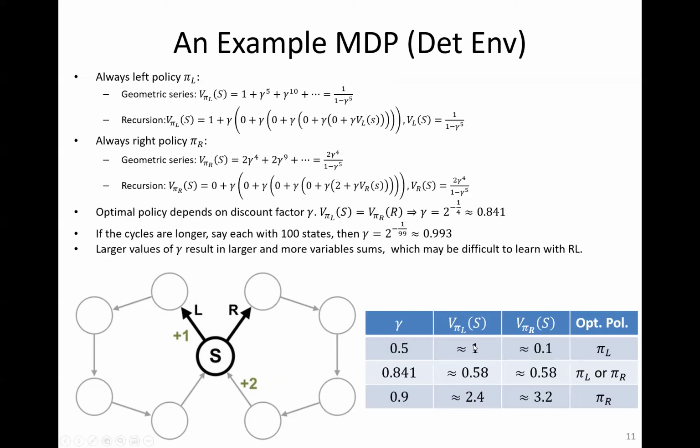The table shows that if gamma is 0.5, the left is a better policy. Always left is the optimal policy. If gamma is 0.9, then always right is the optimal policy. When gamma is equal to 0.841, then the left and right policies are the same. If cycles are longer, say each with 100 states, then gamma is 0.993.